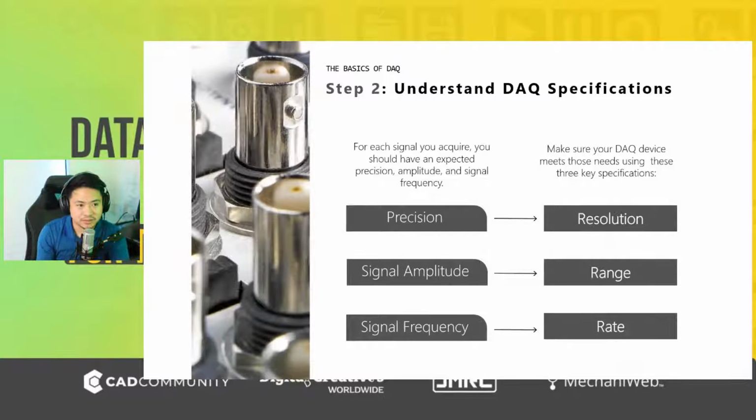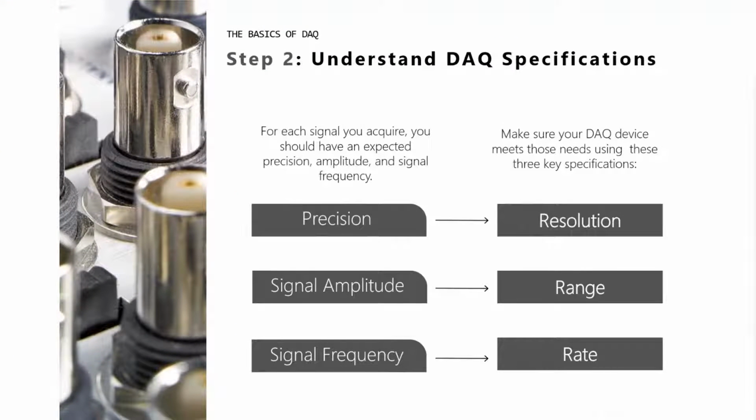All right. So step two. I mentioned earlier that you will need to understand the 3 R's of data acquisition. So here we are. Now, for each signal you need to measure, you need to know how precise your data needs to be, the amplitude of the signal you'll need to capture, and the frequency of your signal.